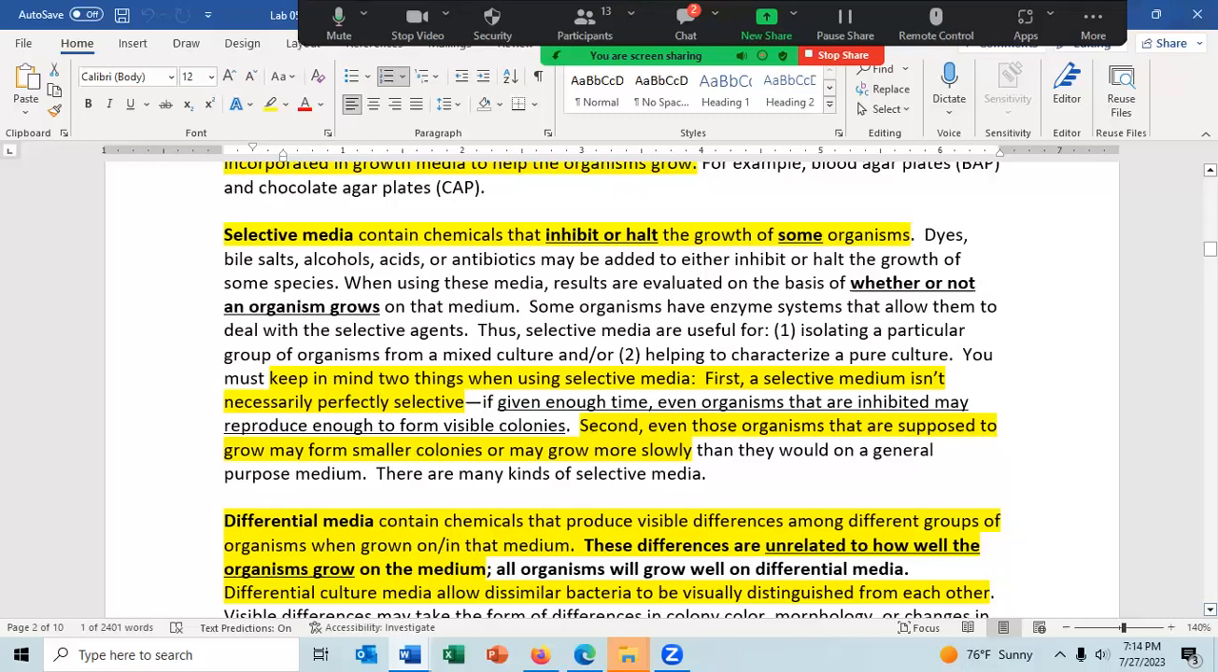An example of a selective media is a 7% sodium chloride. Most bacteria cannot grow in 7% sodium chloride. So this will select for organisms that tolerate fairly high salt, 7% sodium chloride. Something like E. coli will not grow, but something like Staphylococcus aureus will. Any question about any of that?